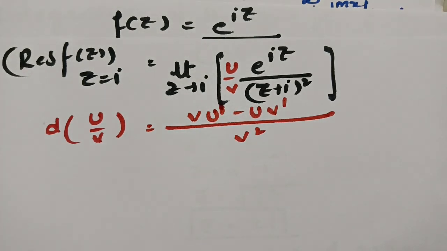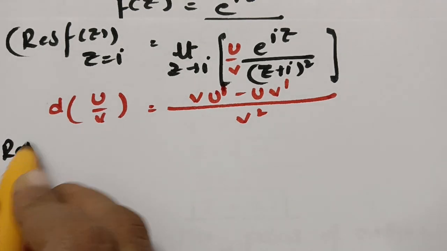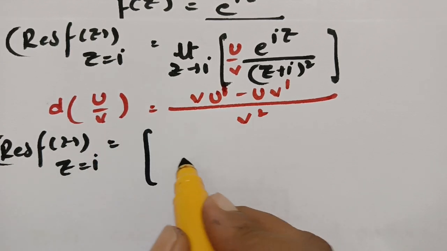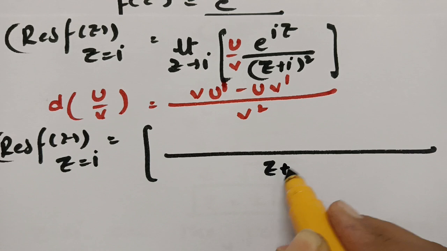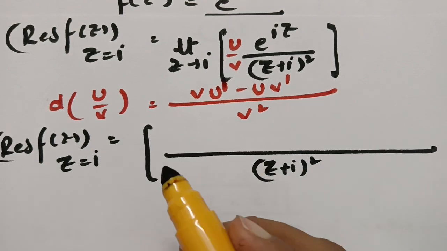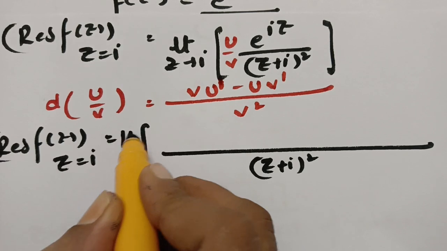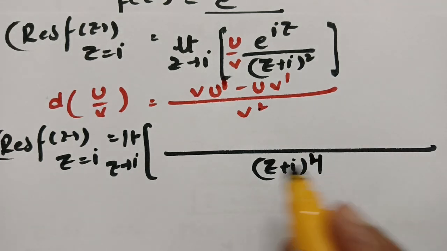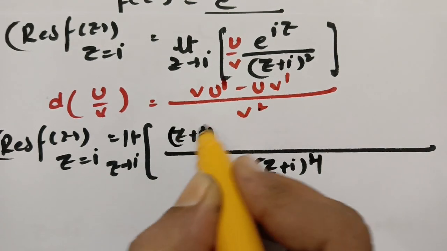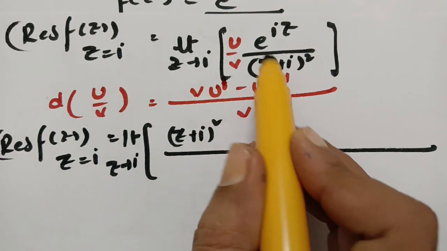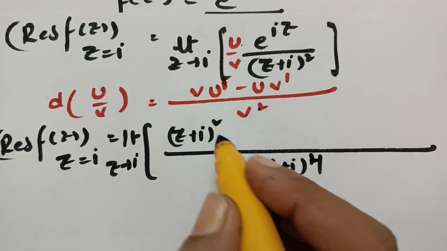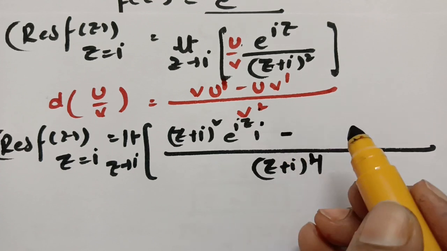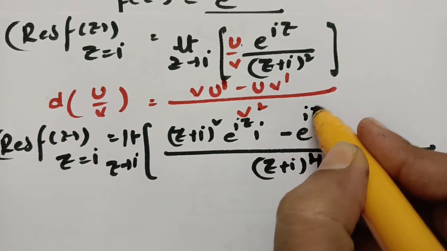So I am applying the formula here: the residue of f(z) for the interior pole z = i is the limit as z tends to i. The denominator is v square, so whole square, whole square, this will be power 4, that is (z plus i) to the power 4. I am writing v as it is, so this value is v, (z plus i) whole square, and this value is u. For u dash, I have to make a derivative of e to the power iz, which is i times e to the power iz. For z this is 1, i remains, minus, and what is u here? This is e to the power iz.